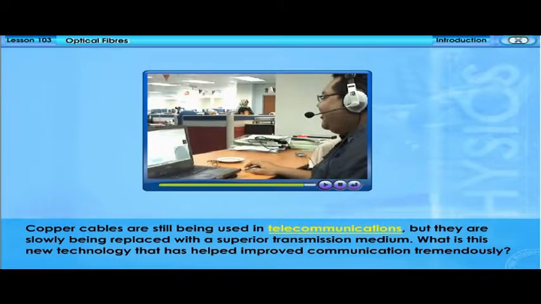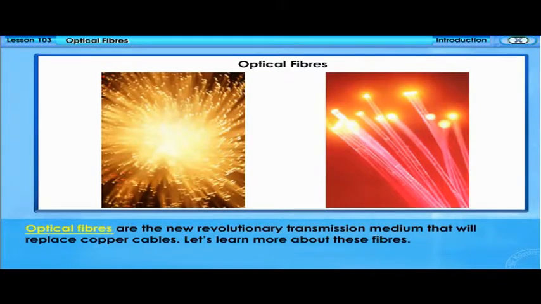Copper cables are still being used in telecommunications, but they are slowly being replaced with a superior transmission medium. What is this new technology that has helped improve communication tremendously? Optical fibers are the new revolutionary transmission medium that will replace copper cables. Let's learn more about these fibers.